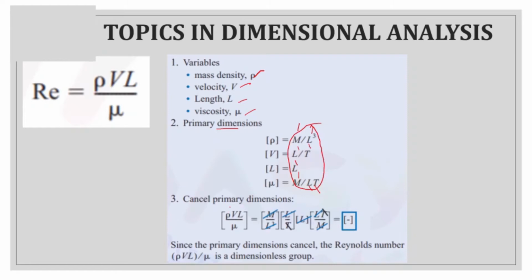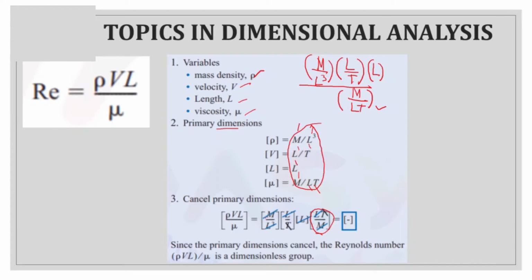Okay, so we will try. Density, so we have mass over cubic length, times the velocity, length over time, times the length L, over the viscosity, which is m over LT. So what we can see here is the reciprocal, that is the reciprocal of the denominator, which is m over LT.